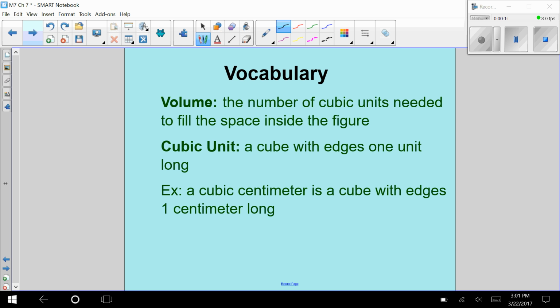A cubic unit is a cube with edges 1 unit long. For example, a cubic centimeter is a cube with edges 1 centimeter long. So 1 centimeter by 1 centimeter and 1 centimeter deep. There's a cubic centimeter.